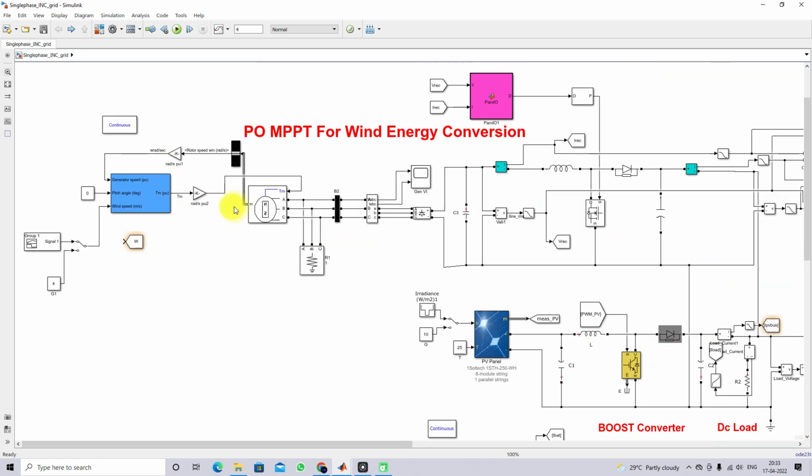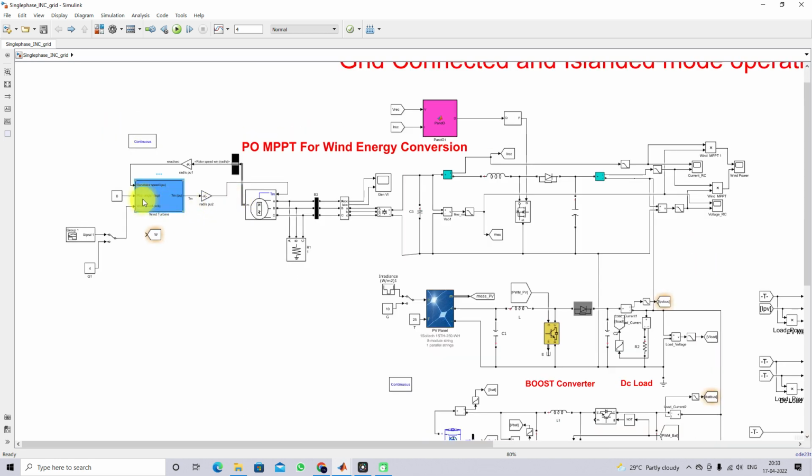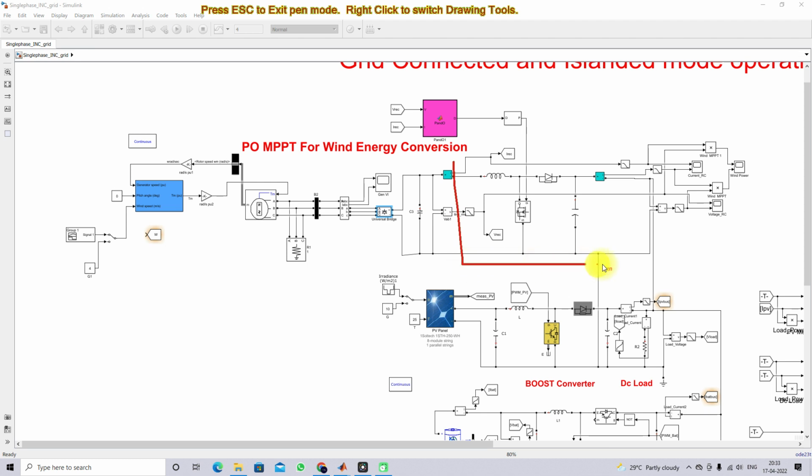Here you can see, this is a wind energy system. The wind energy system consists of a wind turbine and PMSG and then rectifier and then it has a boost converter. This boost converter is used to extract the maximum power from the wind energy conversion system based on MPPT. So here we are using a P and O MPPT to extract the maximum power from this wind turbine and the wind generator. And then the output of this boost converter is connected to the DC bus, and the DC bus voltage here we are going to maintain at 400 volt.